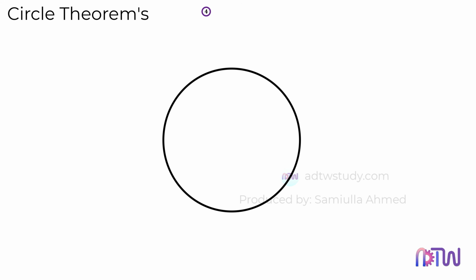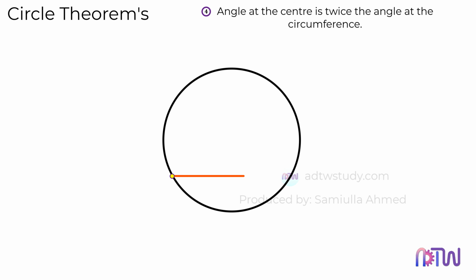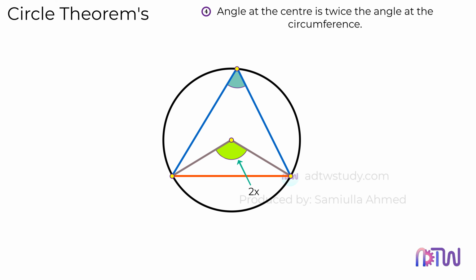Theorem 4. Angle at the center is twice the angle at the circumference. Consider a circle with a chord. If an angle is subtended at the circumference of the circle from this chord, and another angle is subtended at the center of the circle from the same chord, this theorem states that the angle at the center is twice the angle at the circumference.